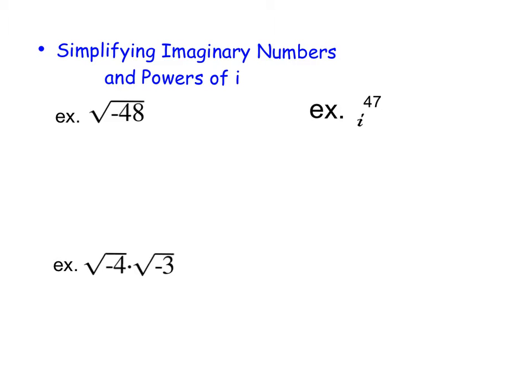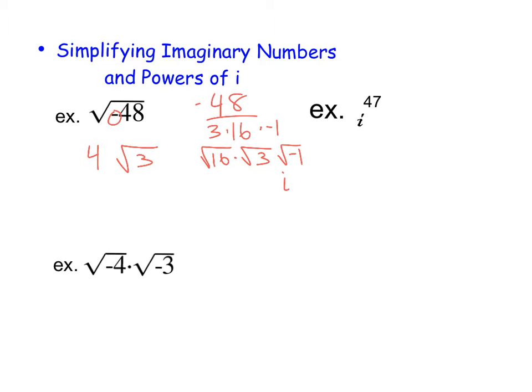So just like a normal 48, what perfect square goes into it? 3 and 16. Square root of 16 times the square root of 3 is 4 root 3, but because we have that negative, it's really also a negative times negative 1, and then the square root of negative 1 is i. So it's 4i root 3. That's it.